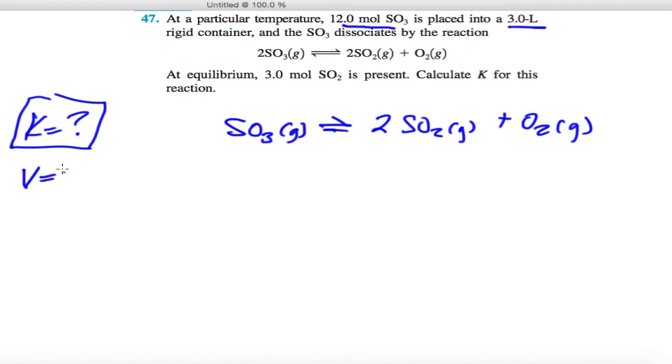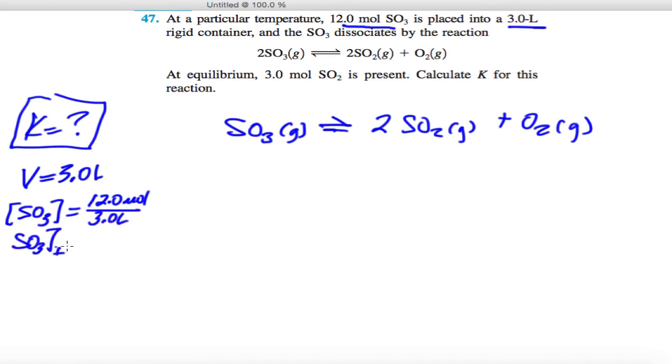So I've got a volume equal to 3 liters, and I need to find my concentration of the sulfur trioxide, which would be to take the 12.0 moles over 3.0 liters. In this case, I'm going to have sulfur trioxide. Now, these are the initial, right? This is my initial amount that I have. It's going to be equal to 4 molar. Okay, so divide that out. I end up with 4 molar. So initial, change, equilibrium. So what I'm going to do is plug in my initial amount of sulfur trioxide, which is 4 molar.